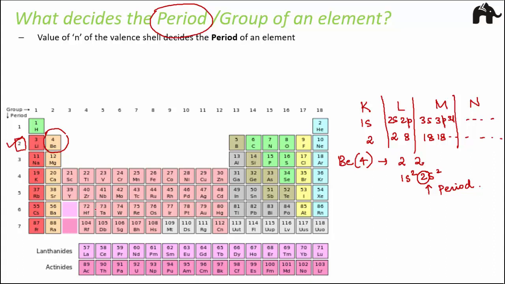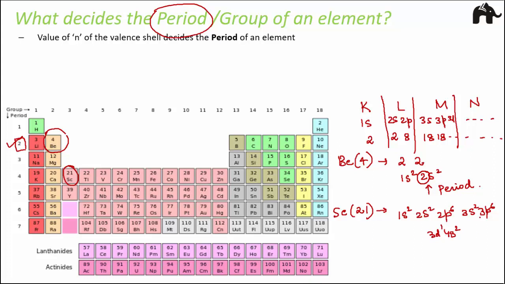Let us take one more example to understand this. Let's take scandium, which has atomic number 21. So it will be 1s2, 2s2, 2p6, 3s2, 3p6, 4s2, 3d1. So this is the electronic configuration of scandium.